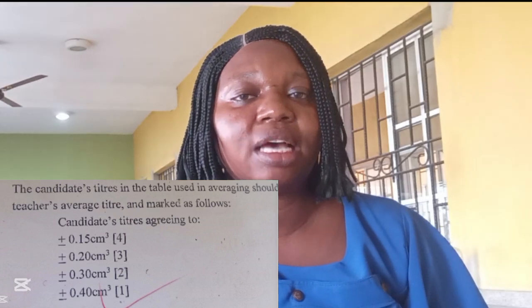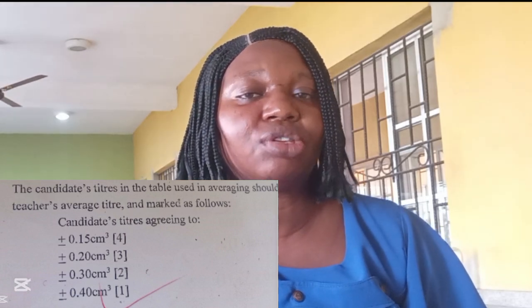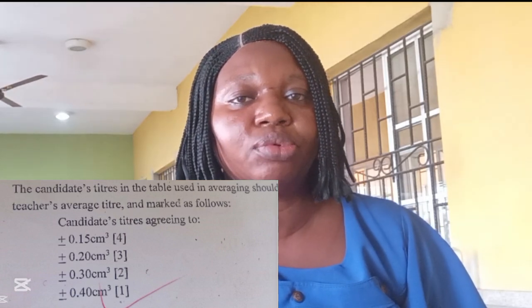So WAEC examiners look for 2 best titration values on your table. The one that agrees most to your teacher's own, they pick it. So a child can have 8 marks there, a child can also have 0 marks there. So ensure you do your titration very well so that it will be very close to your teacher's value.